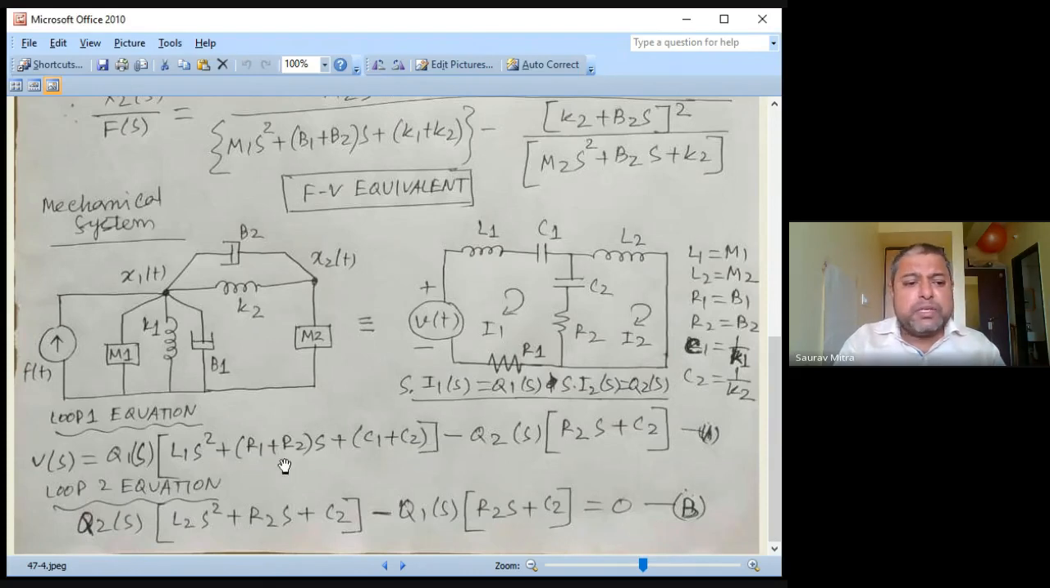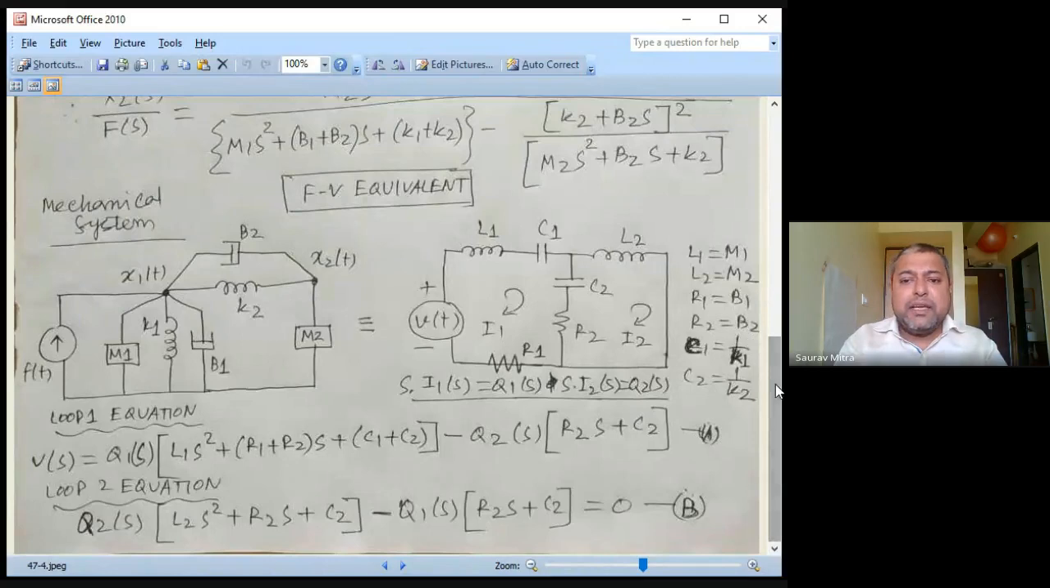So this is one loop equation, that is Vs, Q1s, Q2s, and this is the outer loop equation, that is Q2s and Q1s, where Q is the charge. Though I have written I1 and I2, S into Is is equal to Qs, because we know that Qt is equal to di/dt. So Q1(t) is equal to di1(t)/dt, and Q2(t) is equal to di2(t)/dt. In that case, S into I1s is equal to Q1s, S into I2s is equal to Q2s. So directly you can write down these two equations.